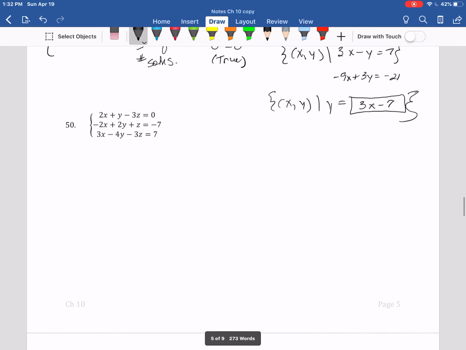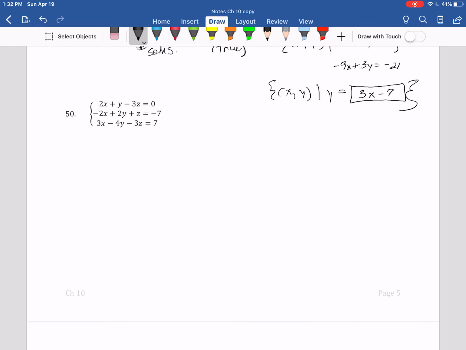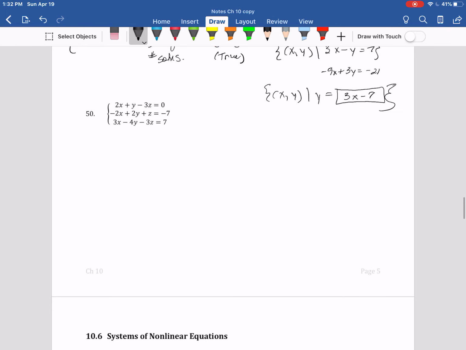Number 50. All right, this is going to extend our discussion now to a third variable and a third equation. All right, so the first thing I'm going to do is write my system of equations as an augmented matrix. Everything is in the appropriate order. I don't need to rearrange anything. So just pull off those numbers.